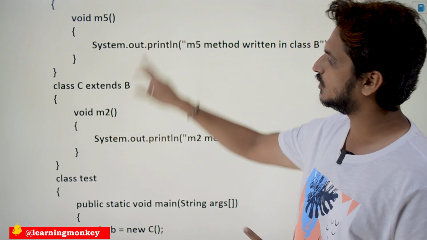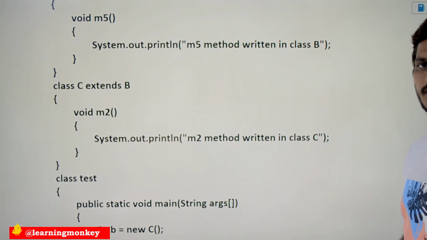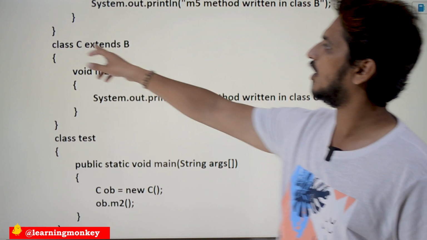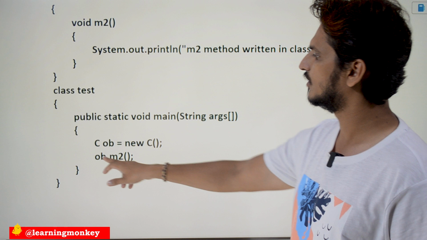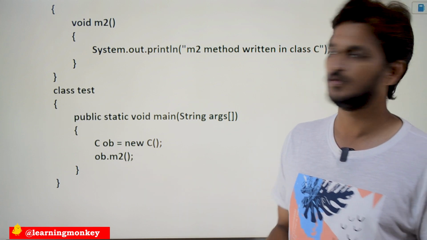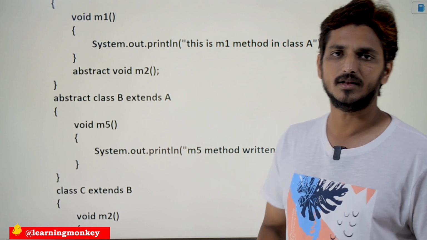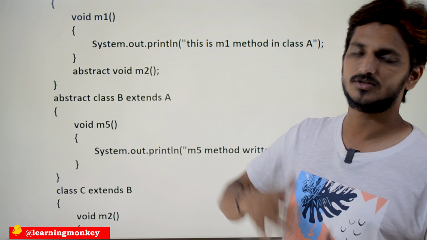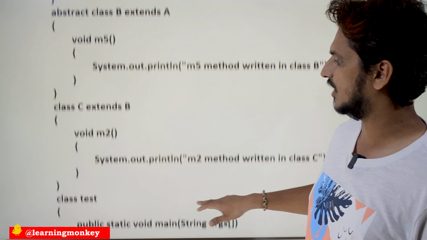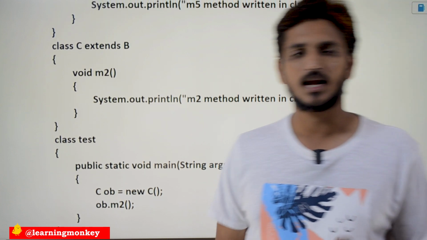So here we have only one abstract method, the M2 method. We are going to write the logic for this. Now you can define an object for this class C. Class Test: C ob = new C(); ob.M2(). You can call any methods: you can call M2, M5, or M1. These are concepts we discussed in our previous classes, the inheritance concepts. That's why we are not concentrating on them. So this is what you need to understand about abstract class and abstract method.